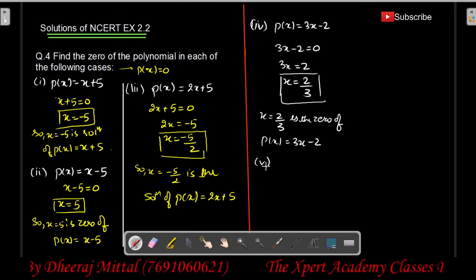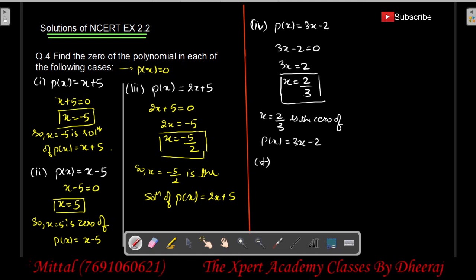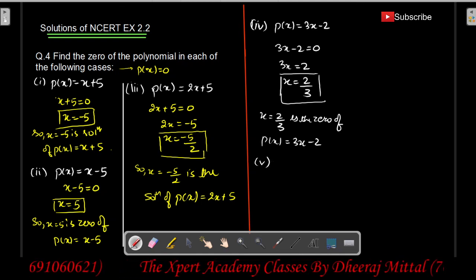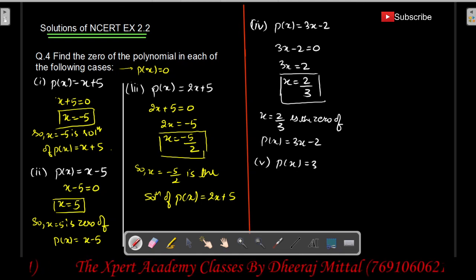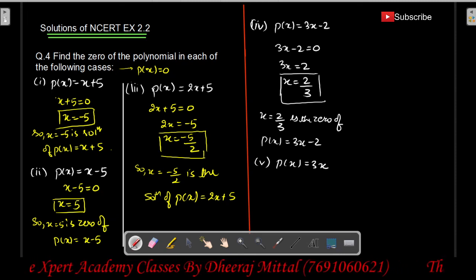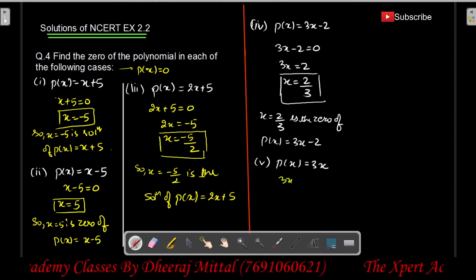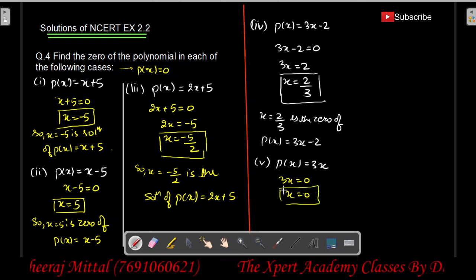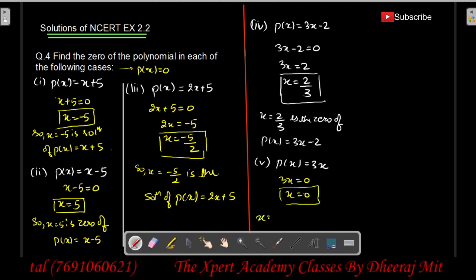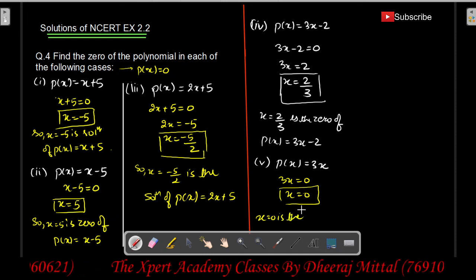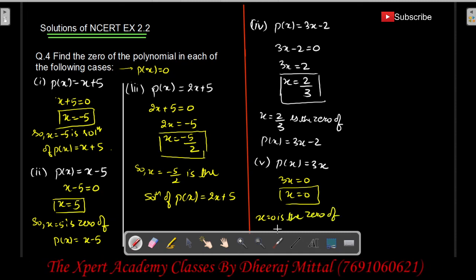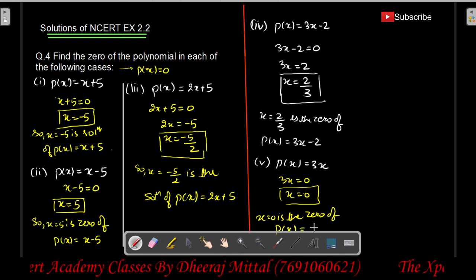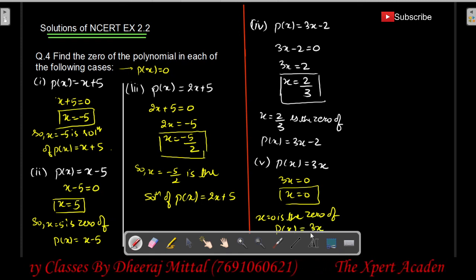Now fifth part is p(x) is equal to 3x. So on putting 0, 3x is equal to 0, we will get x is equal to 0. So in this case, x is equal to 0 is the 0 of p(x) is equal to 3x.